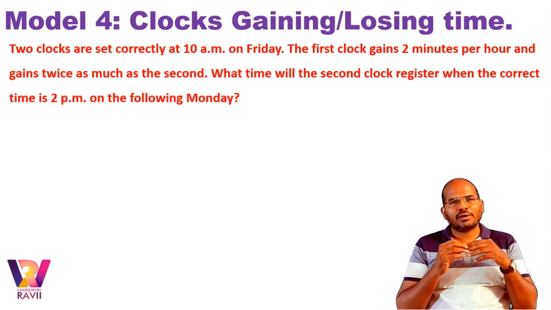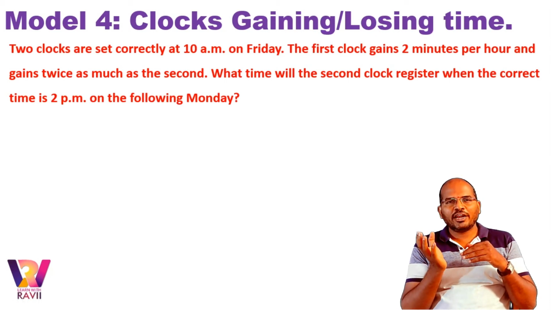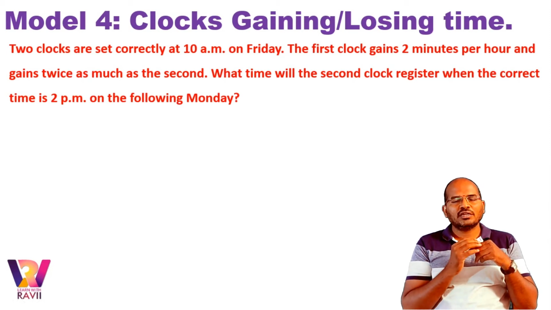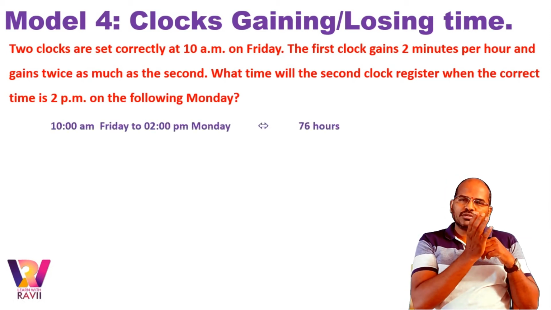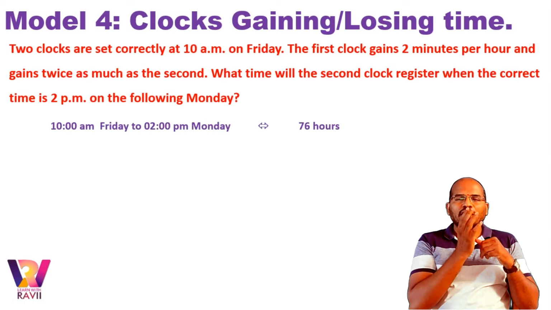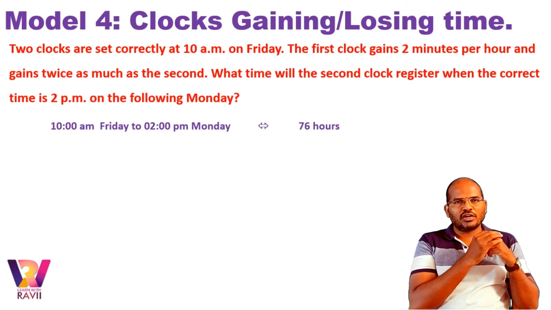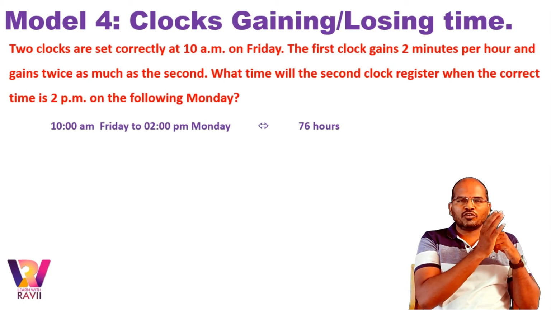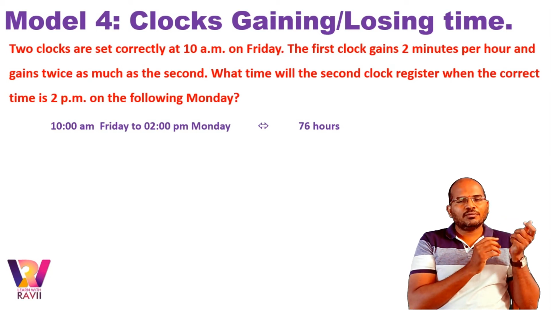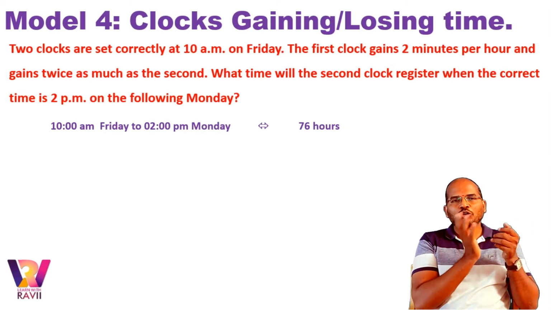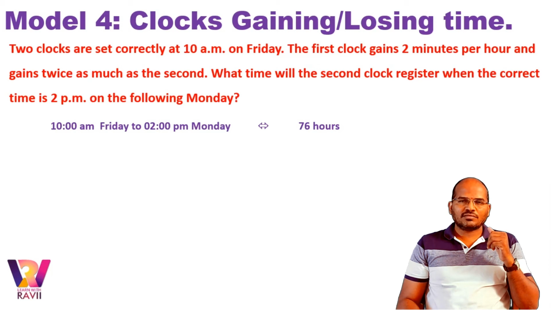So using your basic math, it is found to be 76 hours. So 10 a.m. Friday to 10 a.m. Saturday is 24 hours. 10 a.m. Saturday to 10 a.m. Sunday is 24 hours. 10 a.m. Sunday to 10 a.m. Monday is 24 hours. So 24 times 3 is 72. 10 a.m. to 2 p.m. is 4 hours. 72 plus 4 is 76 hours.